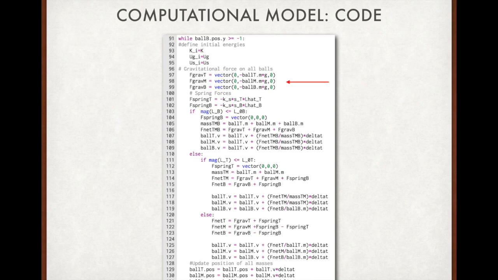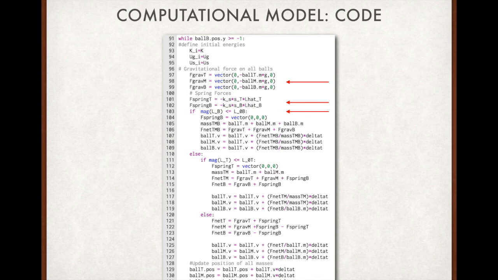First, I found the gravitational force on all 3 masses to be negative of the ball's mass times the gravity. I then found the spring force for the top and bottom spring using Hooke's law, which states that the spring's force is equal to the spring constant times the stretch of the spring times its unit vector. Here I set up conditional statements for the 3 stages of my spring's motion.